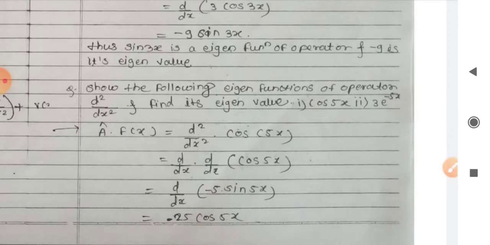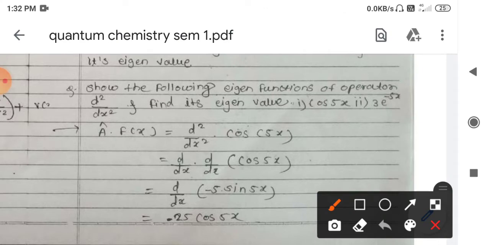Like this example, we will first check whether the given function is an eigenfunction or not, and once we have checked that we will get a certain value, and we can say that value is the eigenvalue of the given function. A question might be asked in such a way: show that the following are eigenfunctions of the operator d2 upon dx square. So here we need to show that the given functions are eigenfunctions, so we need to prove that.